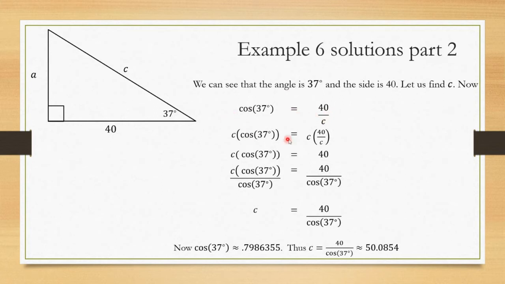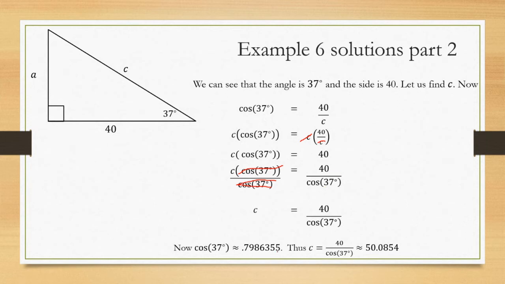I multiplied both sides by C. I mean, clearly C can't be 0. It's kind of obvious. But when we do that, the C's cancel. We get C times cosine of 37 degrees is 40. And then just like before, we divide by cosine of 37 degrees. These cancel. And we get C is 40 divided by cosine of 37 degrees.